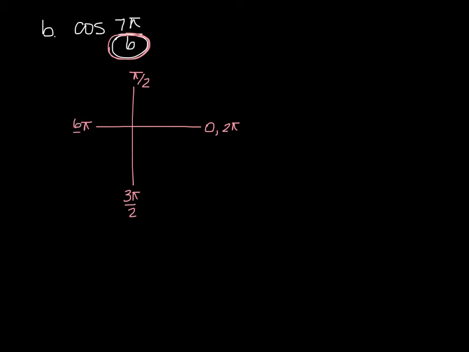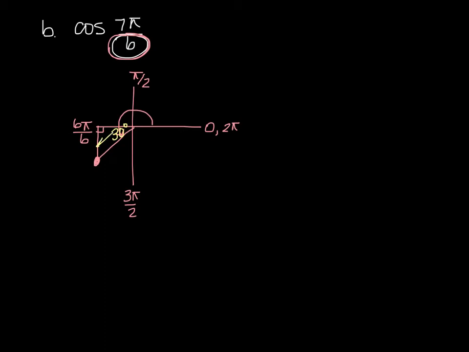So this is 6/6, or 1 whole pi. And so 7/6 is 1/6 past the pi, or 1/6 past 6/6. So 7 pi over 6 would be right here in the third quadrant. And since it's a pi over 6, I know that my reference angle in there is a 30-degree angle. And I label my triangle accordingly.